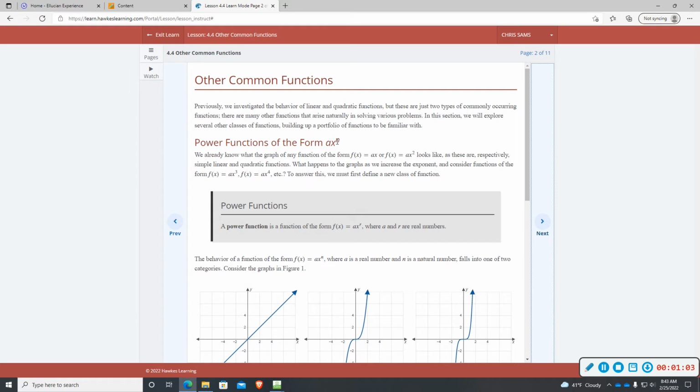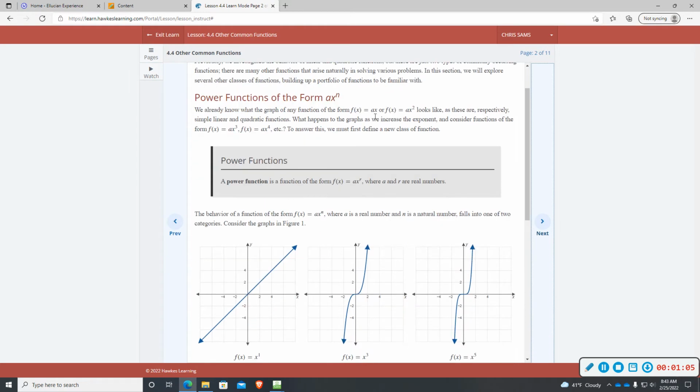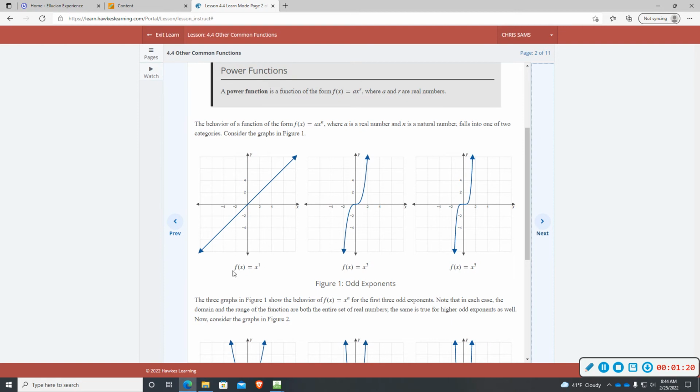So that's a to the n power. It gives you an example. A is just some number, a constant, and then you have your variable x, and then n is the power. So a power function is just showing you the general form, and then these are some examples. So this first one is a linear function.